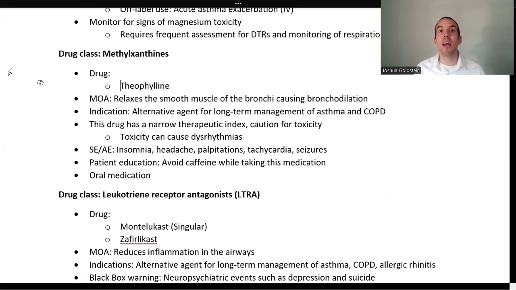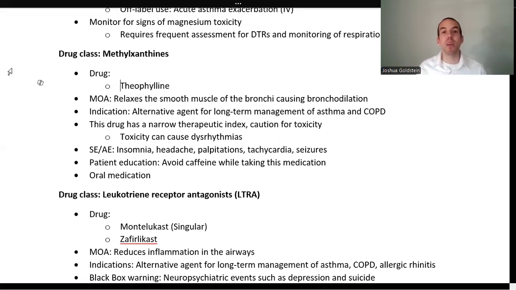But just to mention it here, if a patient's getting IV magnesium, you do need to assess every 15 minutes or whatever the parameters are, their DTRs, their deep tendon reflexes, and their respirations. Because this is a very potent muscle relaxant, it can relax the heck out of your lungs to the point that they stop breathing, which is why you need to monitor this very closely.